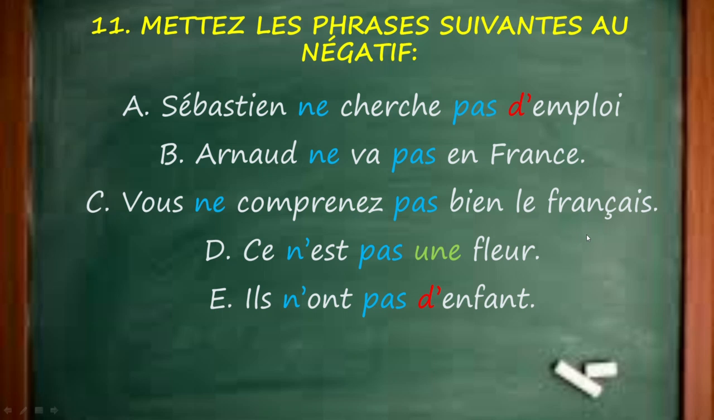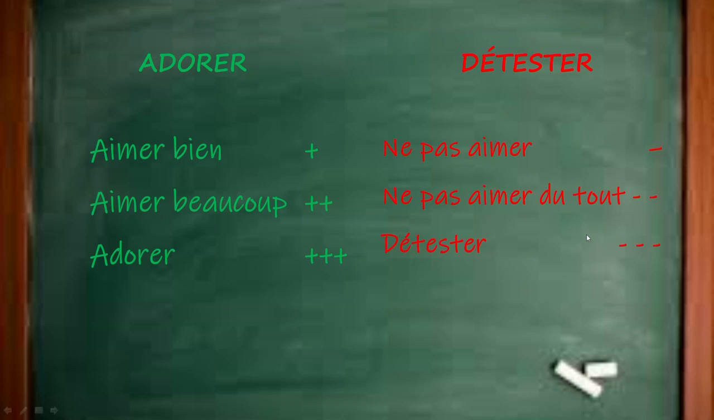Merci. So we'll move to the next exercise, where we have the verbs adorer, détester or aimer. So aimer bien. When you have one plus, it's just aimer bien, which means I like something more. So just aimer and aimer bien. If you just say j'aime Paris, and if you say j'aime bien Paris, it means something you like more than with just the verb aimer.